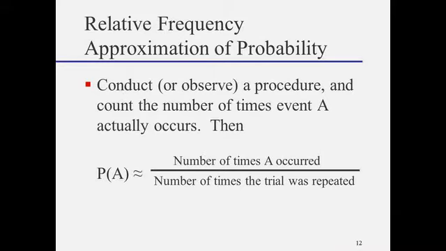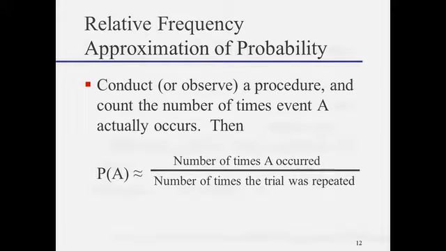To find the relative frequency of an event, we conduct the probability experiment many times and count the number of times that the event actually occurs. Then we divide the number of times the event occurred by the total number of trials. This is the same concept we learned back in Chapter 2, taking the frequency and dividing by the total to get the relative frequency. It's called the relative frequency approximation because this method gives us an approximate probability, not an exact probability.